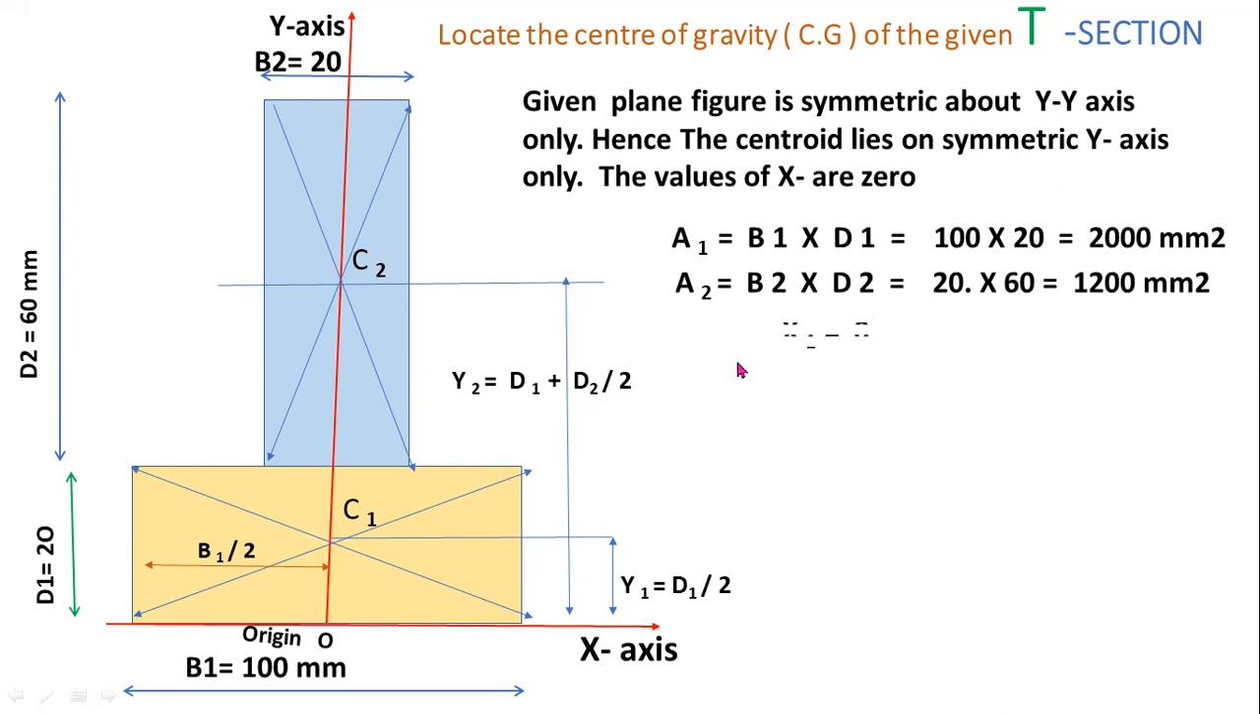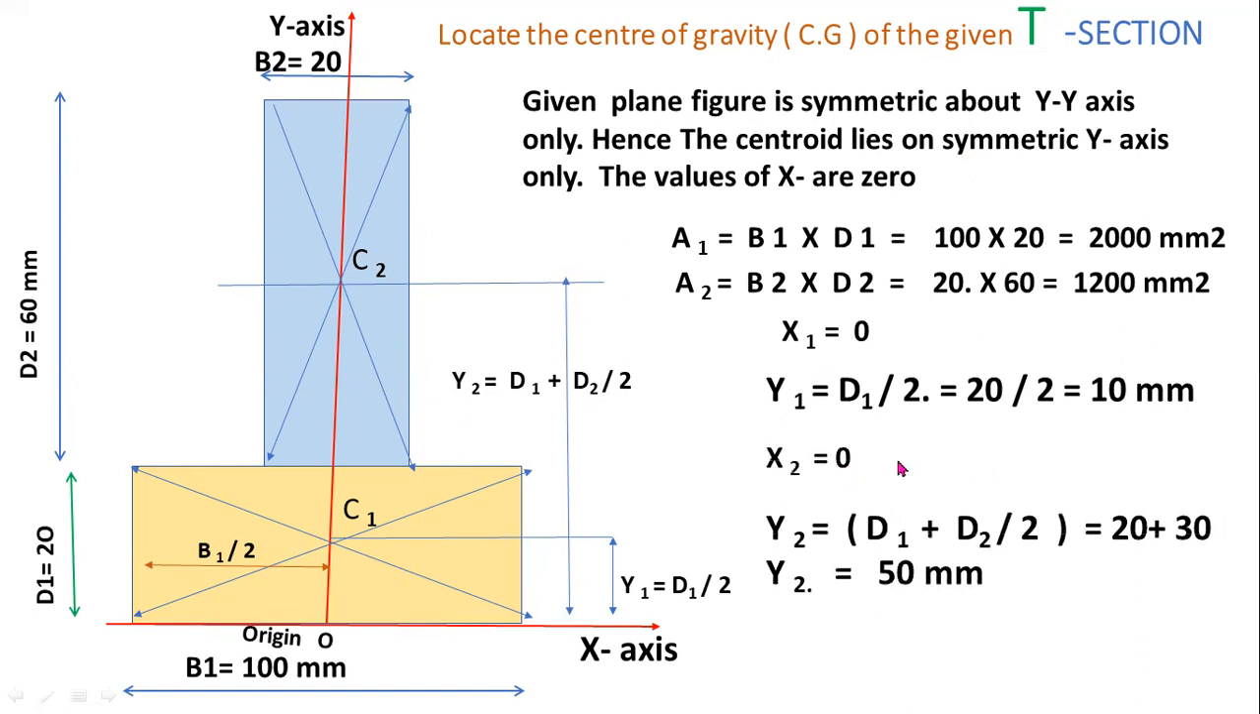Now here x1 equal to 0 and x2 equal to 0 because this given T section is symmetric about the y-axis. y1 equal to d1 by 2, so that value equal to 20 by 2 equal to 10 mm. And y2 equal to d1 plus d2 by 2 equal to 20 plus 30 equal to 50 mm.